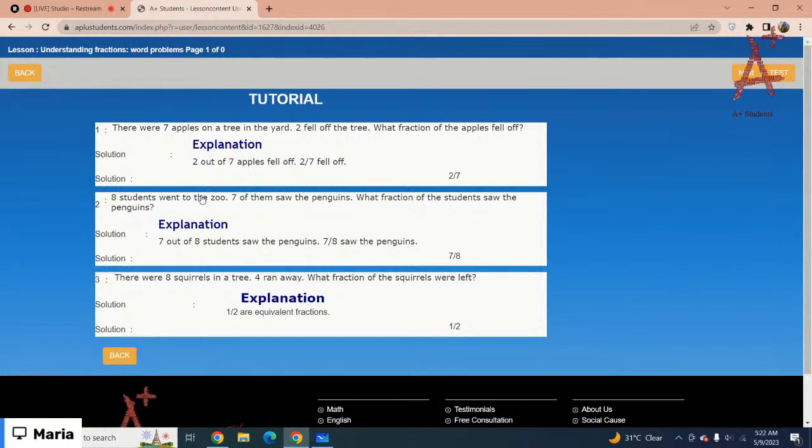Okay, the next one is: there were 8 squirrels in a tree, 4 ran away. What fraction of the squirrels ran away? It will be 4 out of 8. Got it? And when you write down the answer in the simplest form, you can divide both numerator and denominator by the common factor. That would be 2. So it would be then 1 over 2.